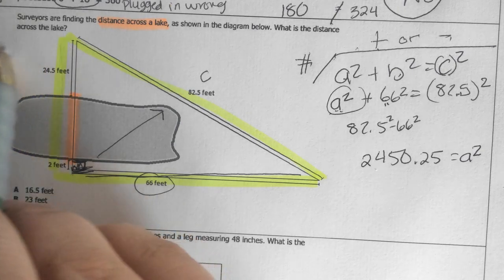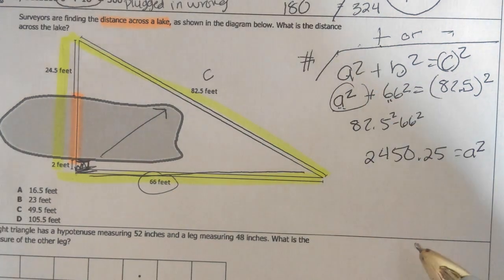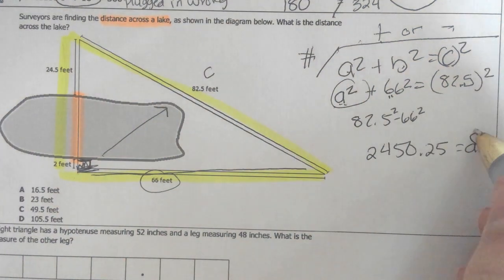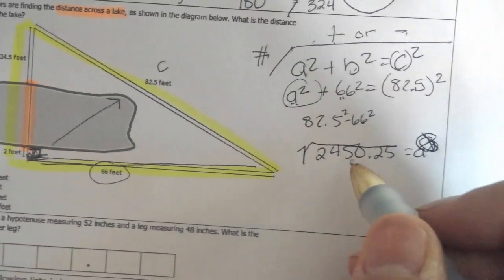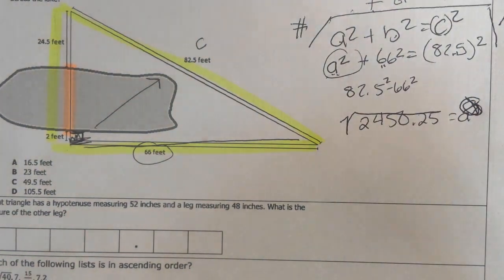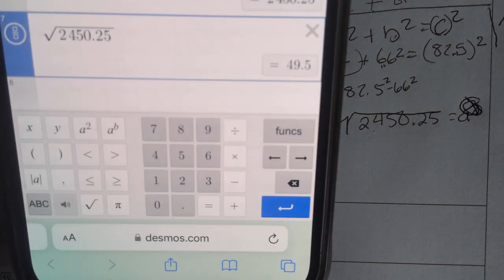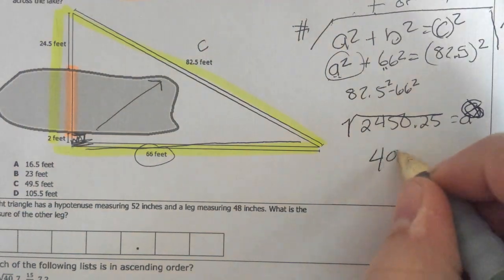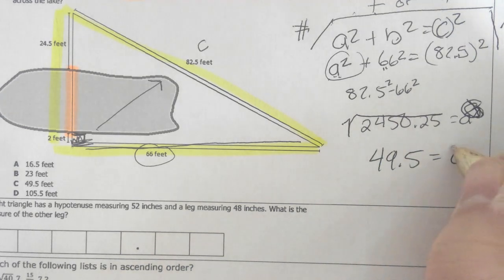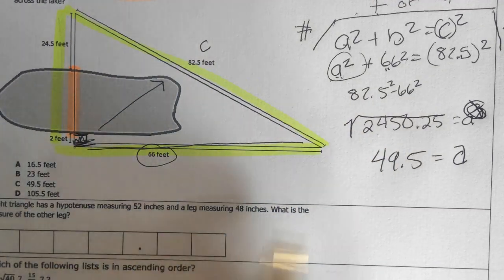We don't want to know the square that comes off of that side. We just want to know the length. I just want to know the distance, not the area. So I don't need the square. And if I want to get rid of a square, I take the square root of the other side. The usual last step in Pythagorean theorem is to square root. Okay, so now we're typing in the square root of 2,450 and a quarter. And that is 49.5. That is just regular A. Okay, let's think about this before we go and circle that answer.